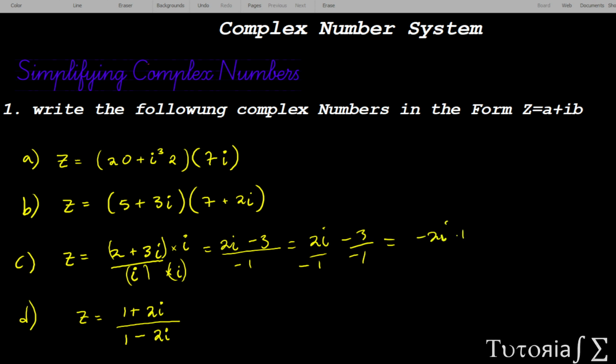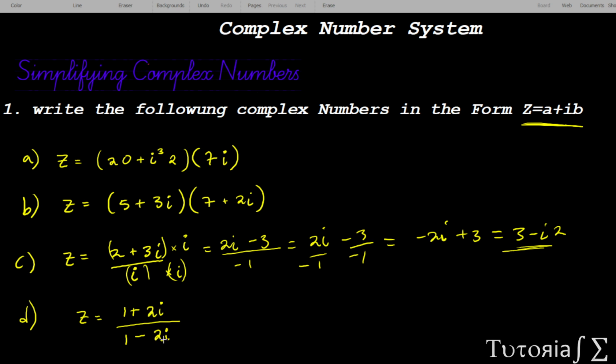Then this plus 3. So now remember, we've been taught to write in the form z equals a plus ib, meaning that the real part should be alone and the imaginary part should be alone, and we should start with the real part. So this is equal to, starting with the real part, 3 minus 2i. All right, so that is how we're simplifying this.